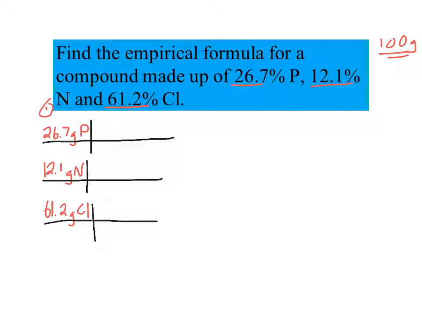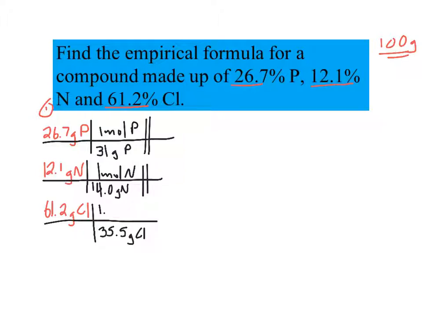Phosphorus has a value of 31 grams per mole. And this is for phosphorus. I want to be specific here. Nitrogen has a value of 14.0 grams of nitrogen for every 1 mole of nitrogen. Chlorine has a value of 35.5 grams of chlorine for 1 mole of chlorine.